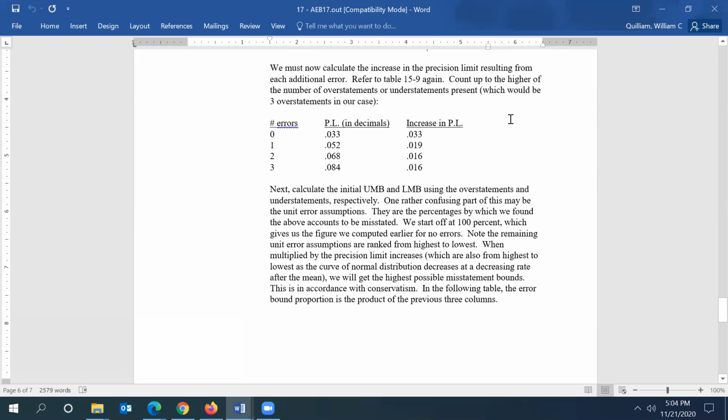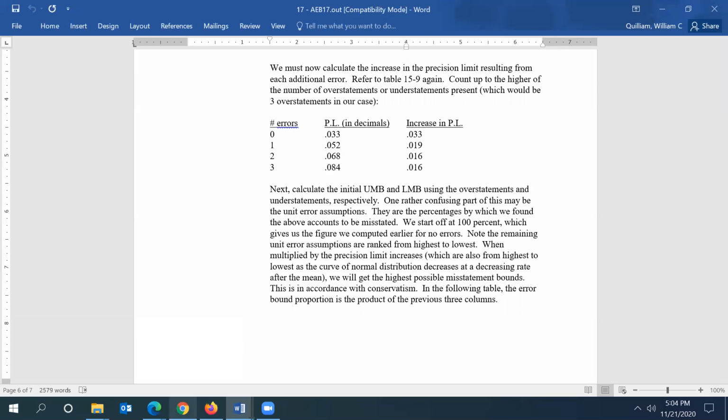Now, here's another number that we're going to need, just trust me on it for now. We must calculate the increase in the precision limit resulting from each additional error. We're going to refer to table 15.9 again. We'll count to the higher of the number of overstatements or understatements present, which would be 3 overstatements in our case. So I'm going to go number of errors 0, 1, 2, 3. I will look at the precision limits for these and the difference or increase in each precision limit.